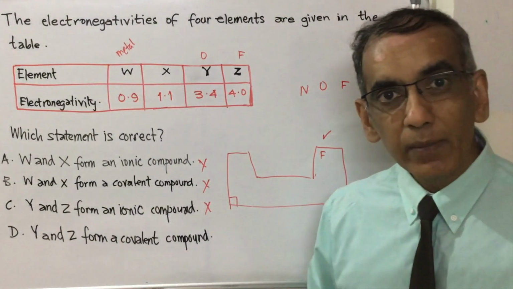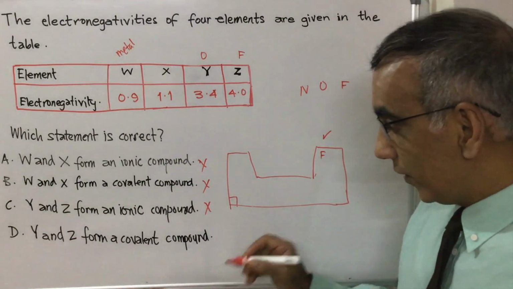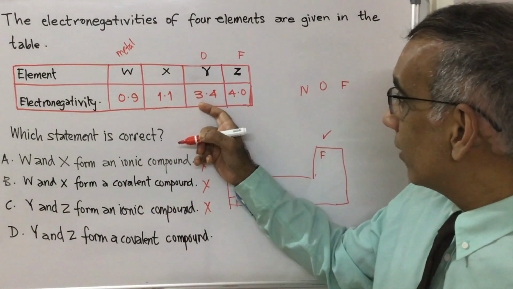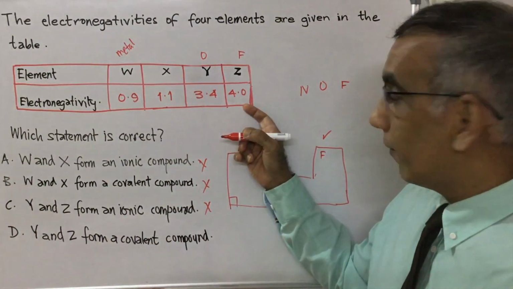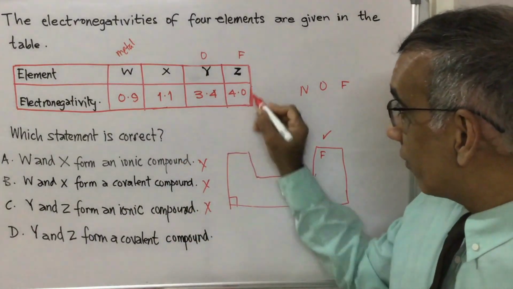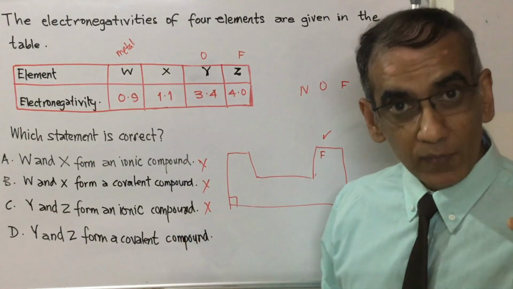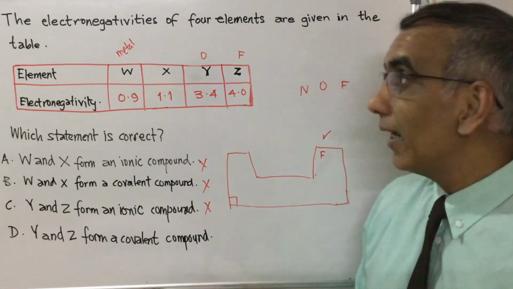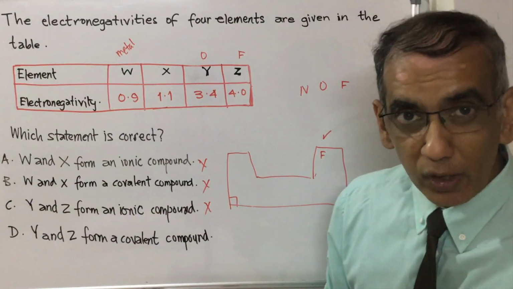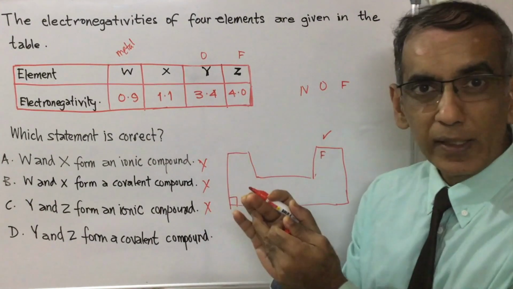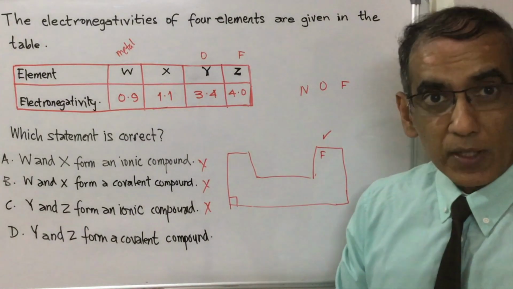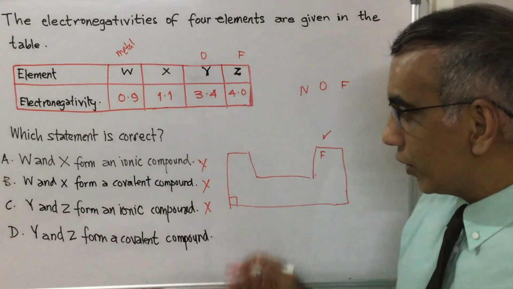And by a process of elimination, we've come to the answer of D, which says Y, 3.4, and Z, 4.0, form a covalent bond. Now, the difference here is just 0.6. That is possible in a covalent bond. And these two are non-metals. So a pair of non-metals with a small difference in electronegativity confirms that a covalent bond is possible. So the answer for this question is D.